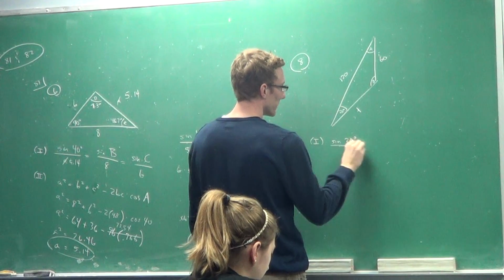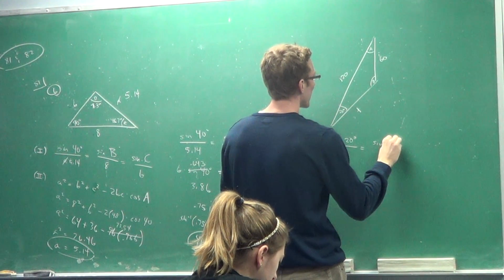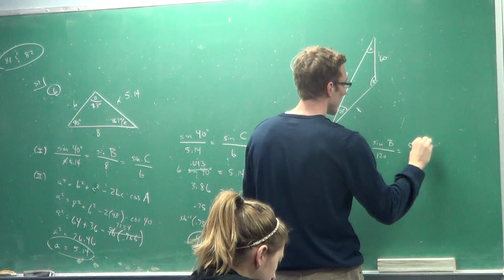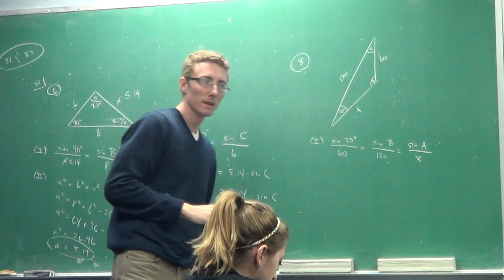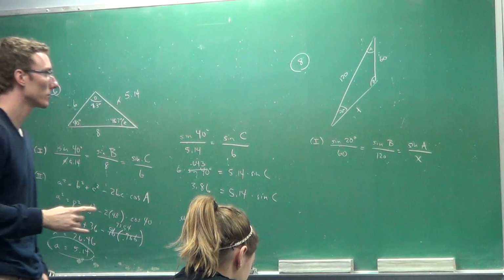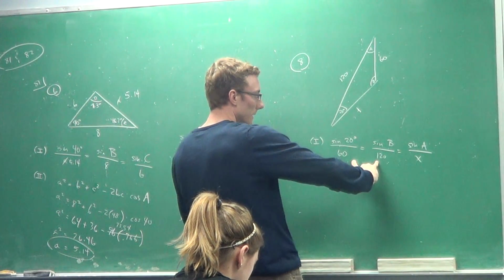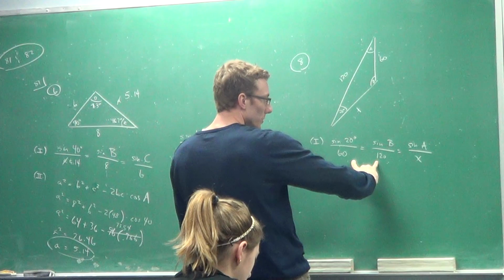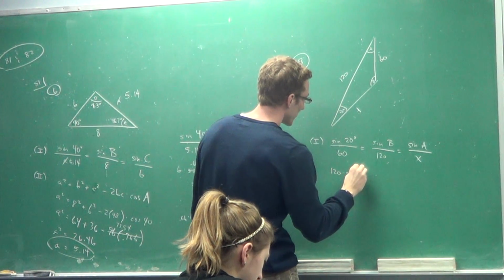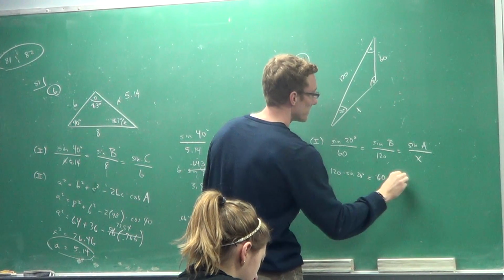Sine 20 over 60 equals sine B over 120 equals sine A over x. This is a law of sines problem. You can get away with not using law of cosines. Look at the first 2 expressions. If you use those first 2 expressions, you only have one letter. When you cross multiply, you get 120 times the sine of 20 equals 60 times the sine of B.